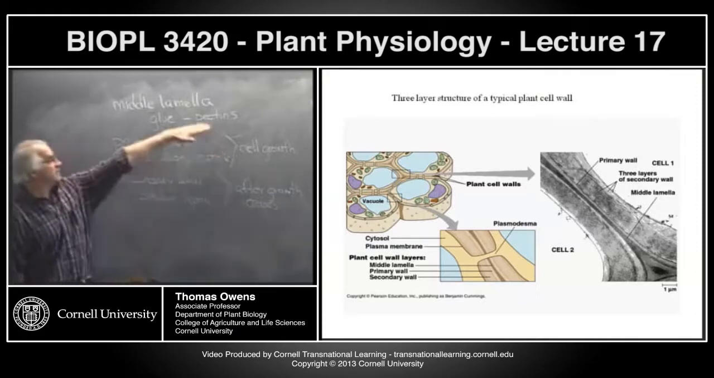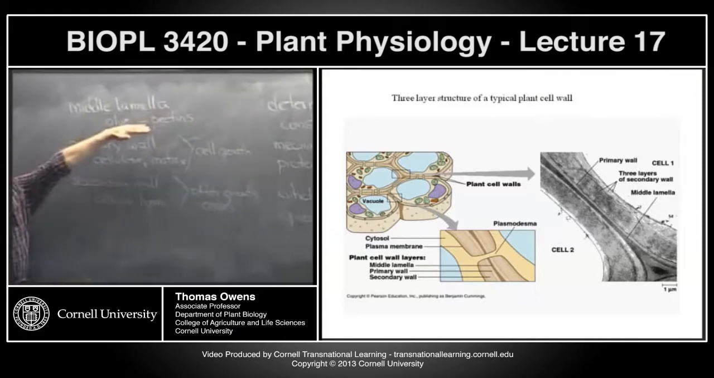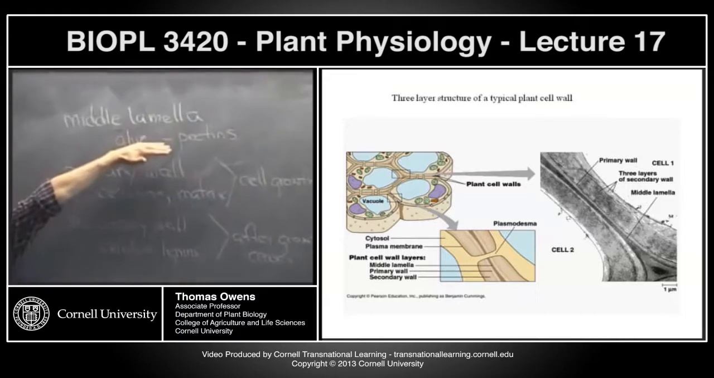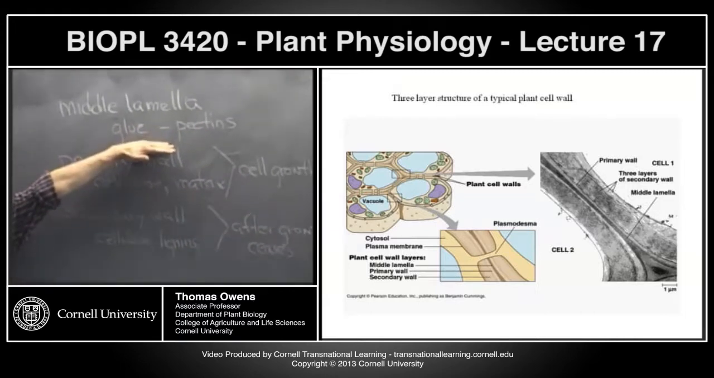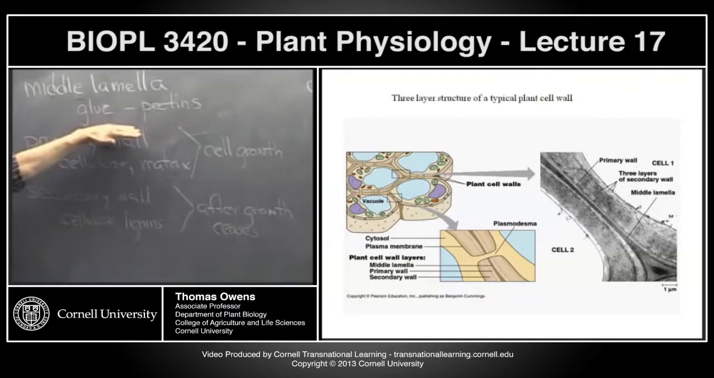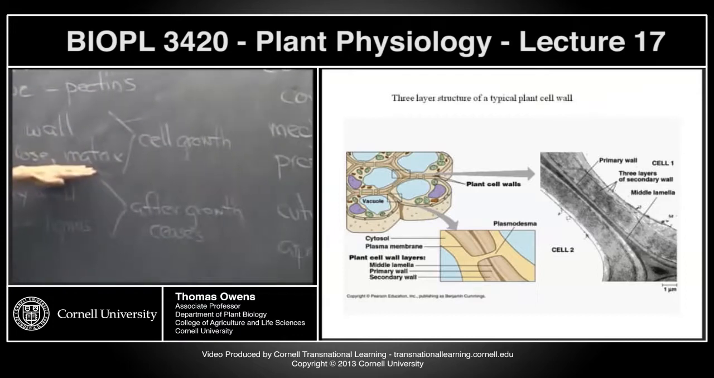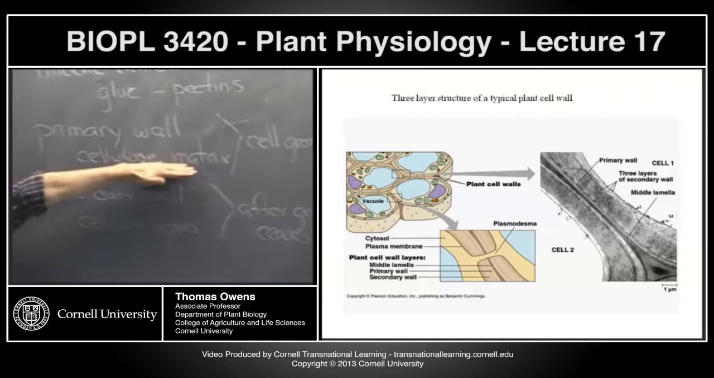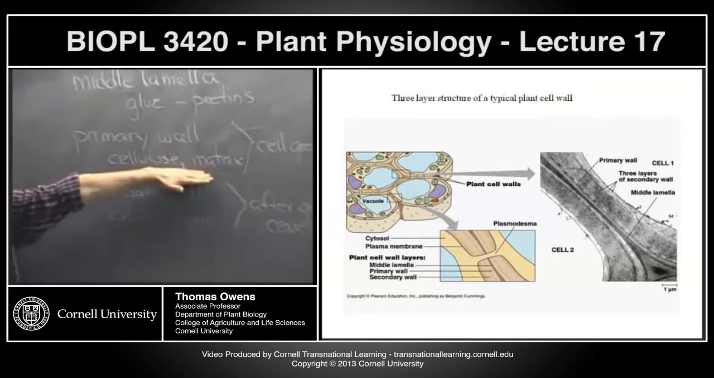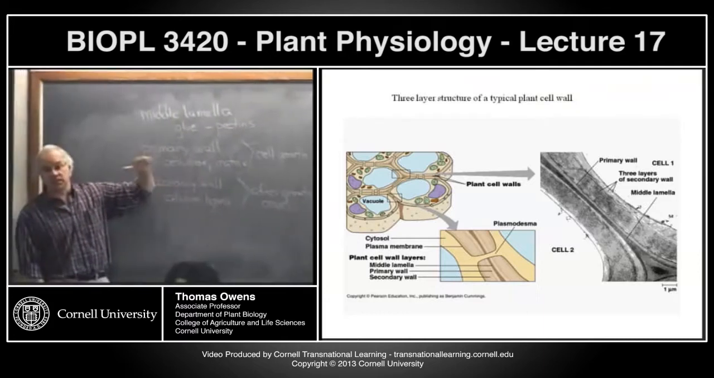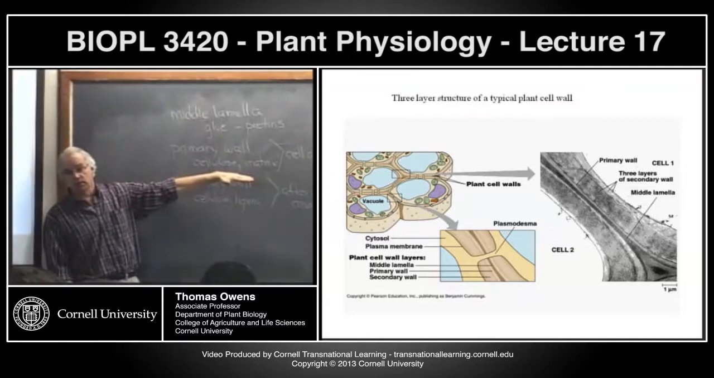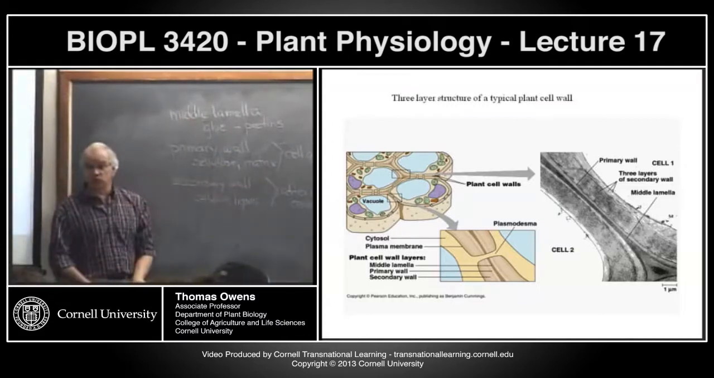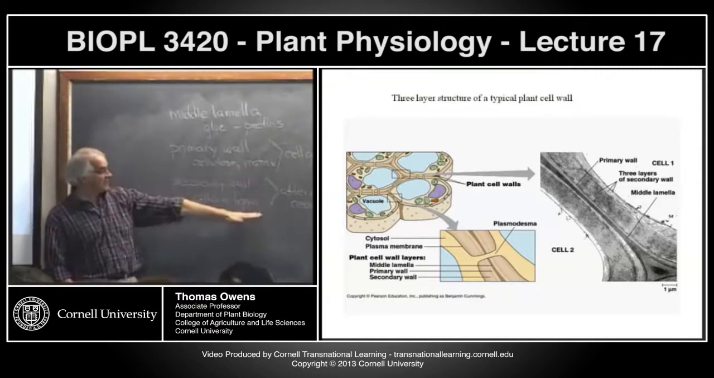So in a developmental sense, the middle lamella is laid down immediately after the cells divide. And it's the glue that holds those cells together. The primary wall is laid down pretty quickly after this, but the primary wall can change its characteristics to allow the cell to grow, to get to its final mature shape. And once it gets to that shape, then the secondary wall is laid down.